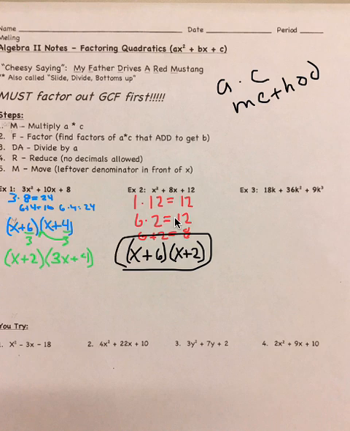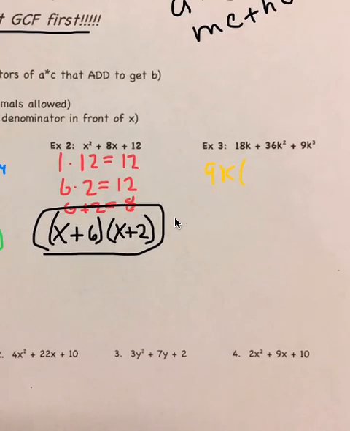Alright, now, if you notice this note up here, must factor out GCF first. When we are looking at something like example 3, we need to factor out the GCF. In this case, each one has a 9k. And so if we rewrite it with a 9k, we get 2 plus 4k plus k squared. Now I'm going to rewrite it so it's in standard form. Put the k squared in front, plus 4k plus 2.